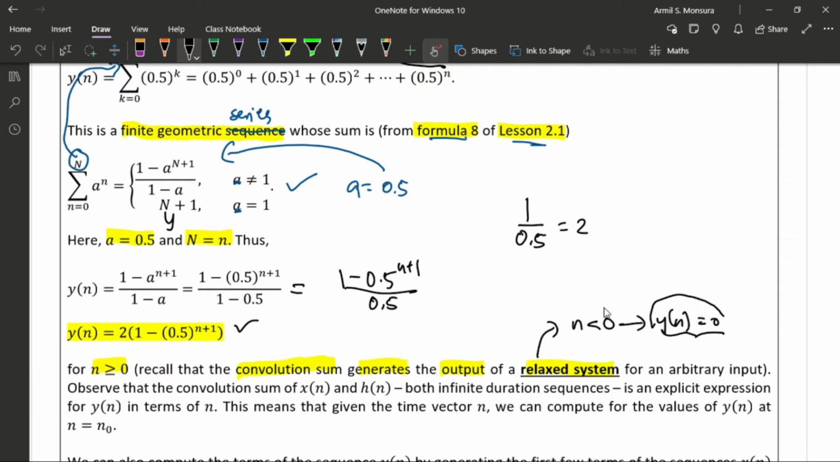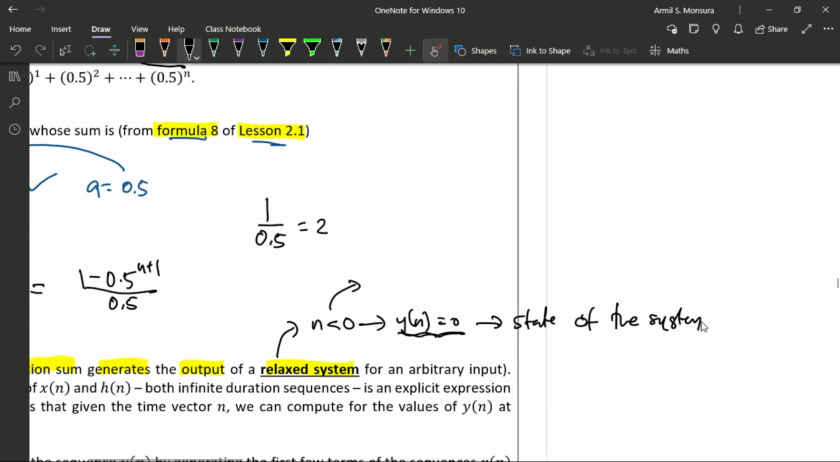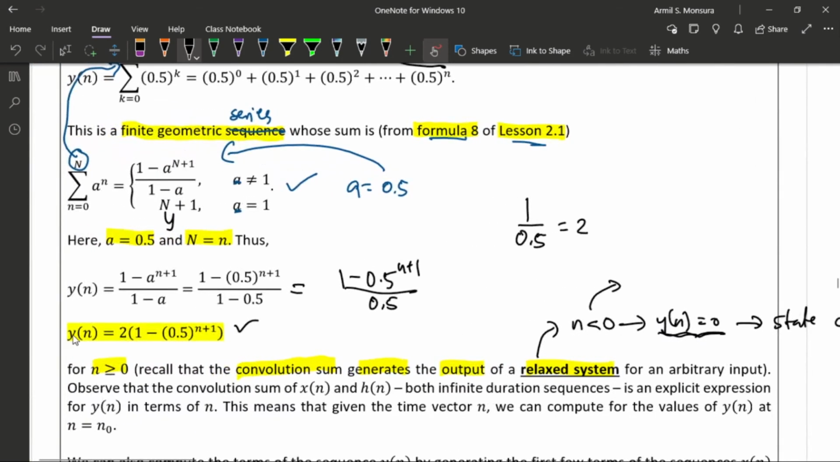The values of the output sequence when the indices are negative are considered to be the state of the system. That is where the state of the system is stored. Since our system is relaxed, the state of the system should be 0. There should be no stored values. Therefore, this output sequence applies at this interval.